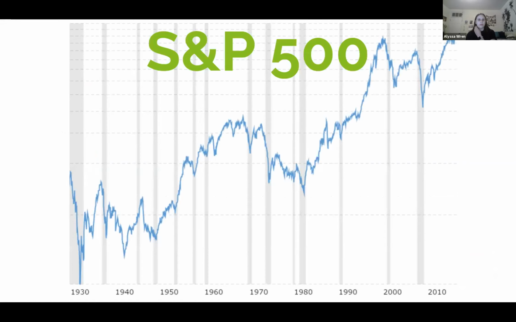This just shows you the performance of the S&P 500 over time. The reason that we bring this up as an example index is to show you how volatile the stock market is. Obviously, you see a lot of ups and downs over the years, but in general, we see an upwards trend. That goes to show you if you're willing to be in it for the long run, historically, the stock market has always trended up.